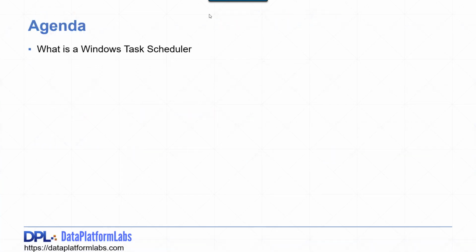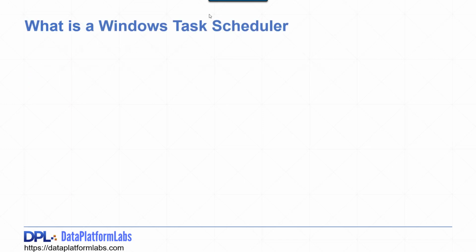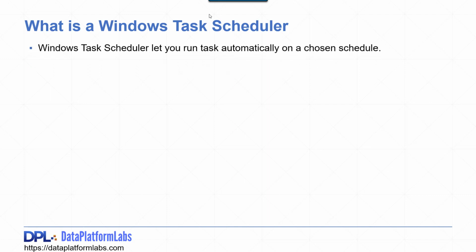So the agenda of today's video tutorial is what is the Windows Task Scheduler and how to schedule an SSIS package using Windows Task Scheduler. So what is the Windows Task Scheduler? Windows Task Scheduler lets you run tasks automatically at a chosen time. We can schedule a batch file to be run from Windows Task Scheduler on a daily basis, and then the batch file will call the SSIS package. So without wasting time, let's jump to the demo.